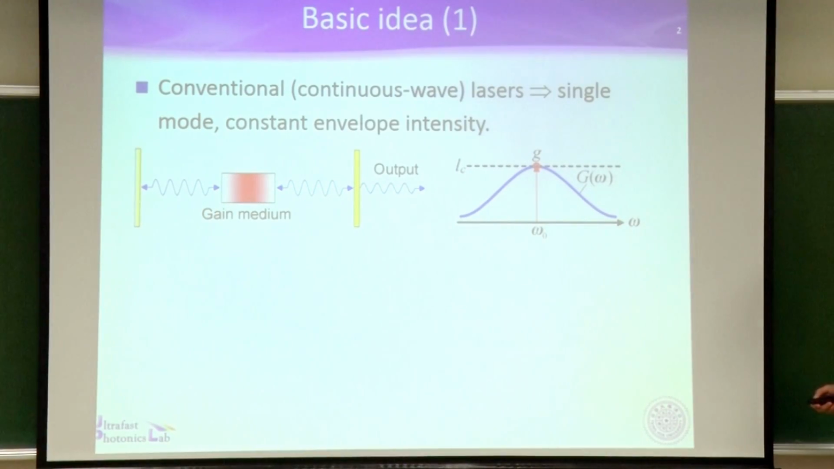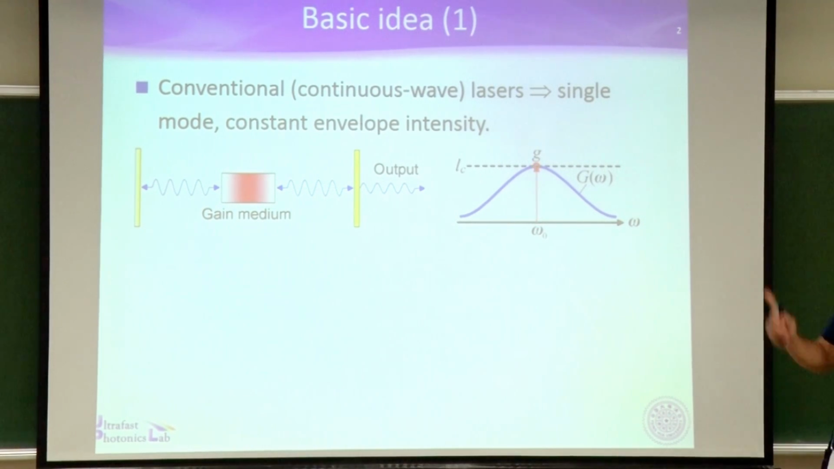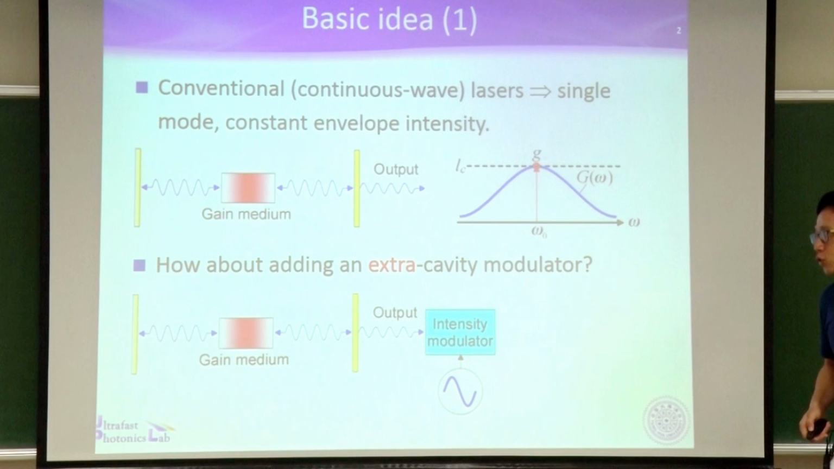Just some basic idea. The conventional CW lasers, you have a single mode in steady state, right? In the frequency domain, you have a single delta. You have constant envelope intensity in the time domain, okay? So this is the picture we have seen in lesson 1. Then, to generate short pulse, one of the possibilities is adding an extra cavity modulator. So this is the traditional CW laser, and if you place an intensity modulator outside the cavity.